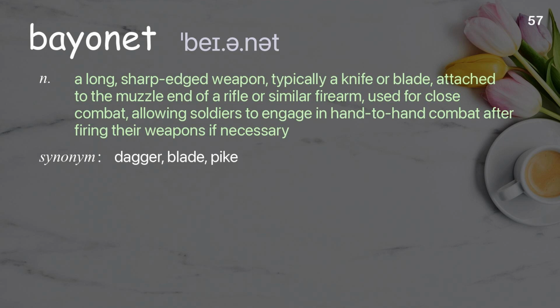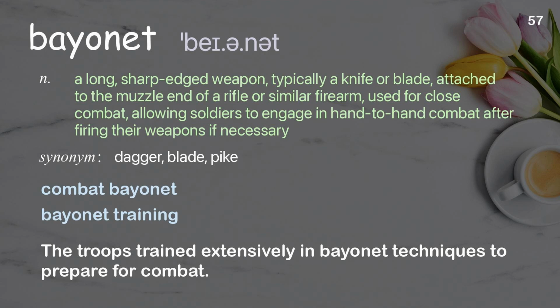Bayonet. A long, sharp-edged weapon, typically a knife or blade, attached to the muzzle end of a rifle or similar firearm, used for close combat, allowing soldiers to engage in hand-to-hand combat after firing their weapons if necessary. Examples: Combat bayonet. Bayonet training. The troops trained extensively in bayonet techniques to prepare for combat.